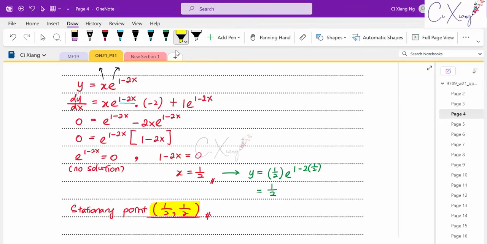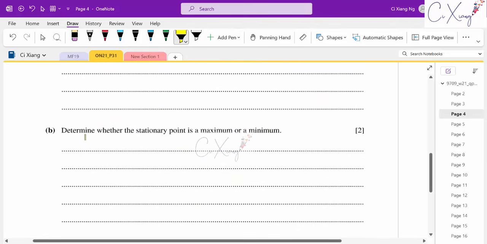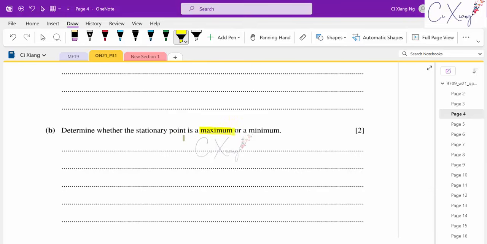Okay, so this is how we basically solve this kind of question. Right, then let us proceed to part number B. For part B, they want you to determine the nature, yeah? Determine whether the point is maximum or minimum.